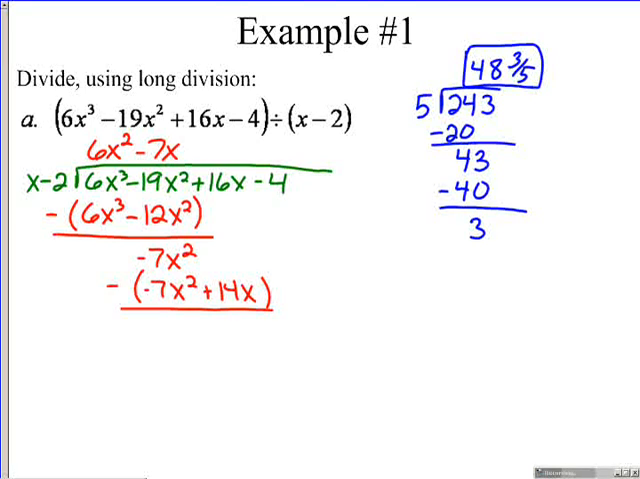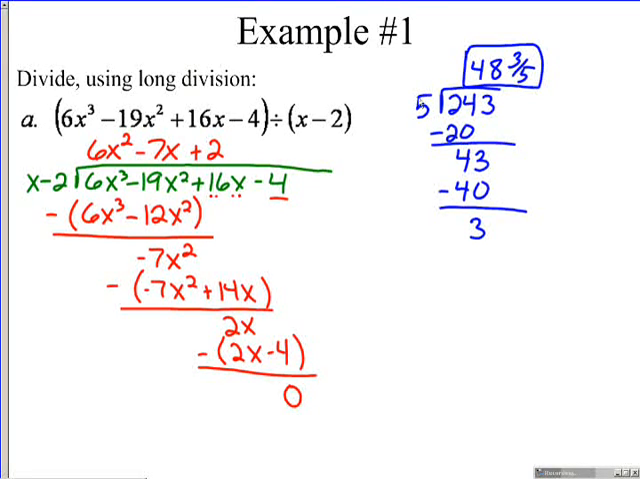Squared terms are gone. We have 16x up here. Minus 14x gives us 2x. So now what times x equals 2x? 2. Multiply, we get 2x minus 4 when we distribute that. Subtract that all off. X's are gone. The 4 from up here, negative 4 plus 4 is 0. So we have a remainder of 0.